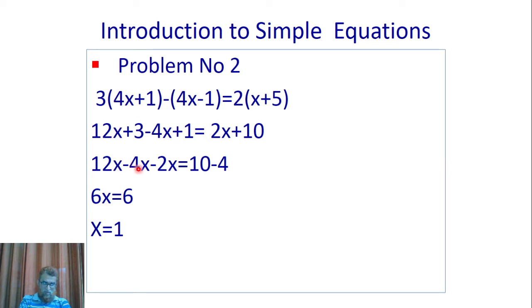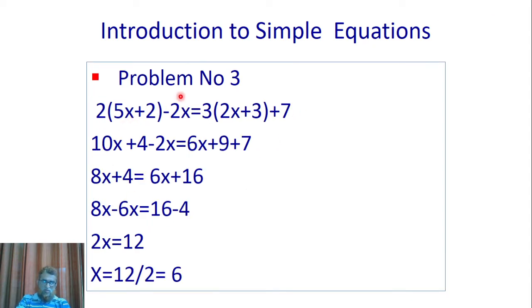12x minus 4x minus 2x is equal to 6x. Then 10 minus 4 is equal to 6. X is equal to 6 divided by 6, that is 1. So one more step we can write here. X is equal to 6 divided by 6, that is equal to 1. Okay. This is the second question we have answered.